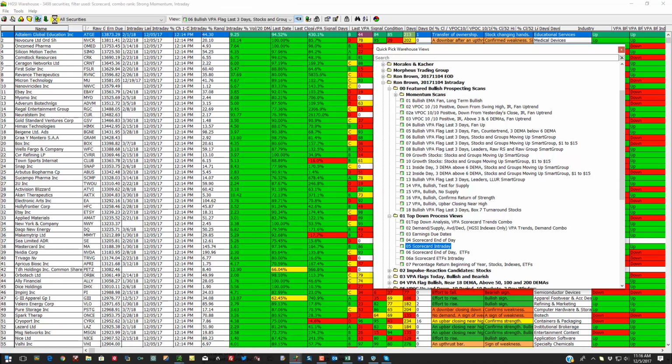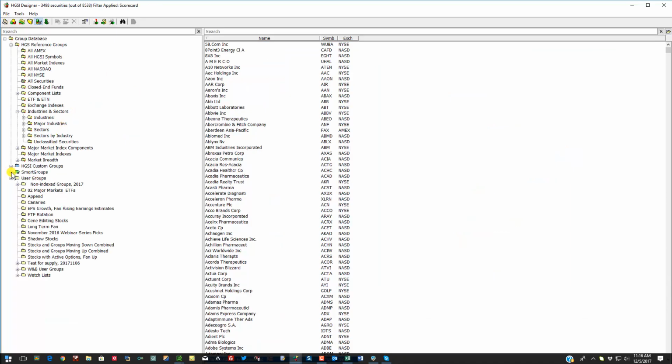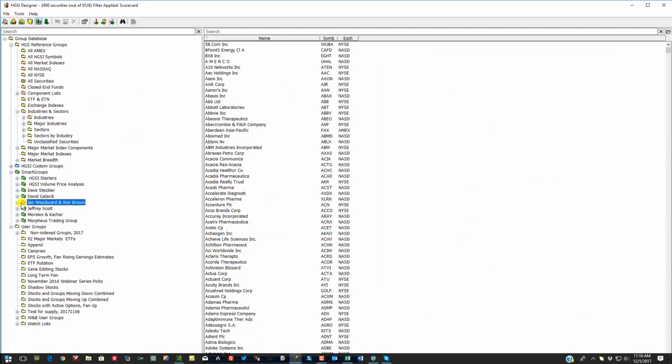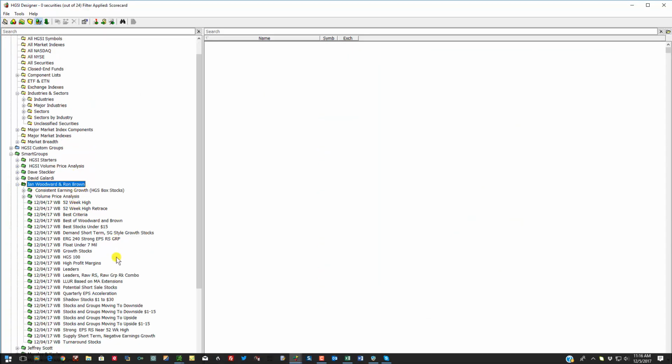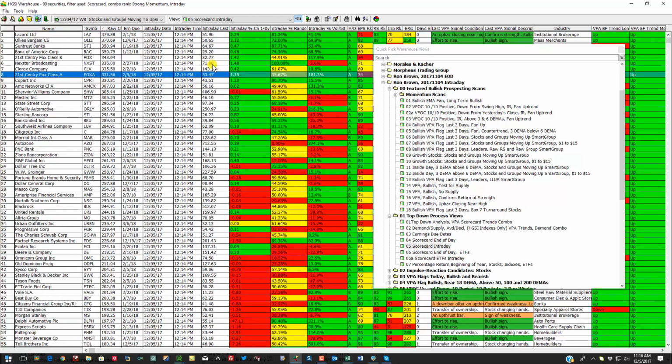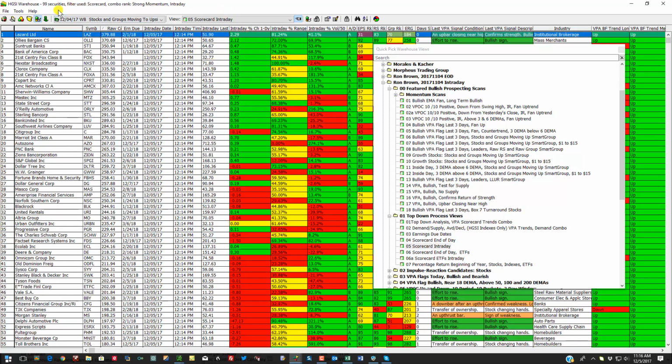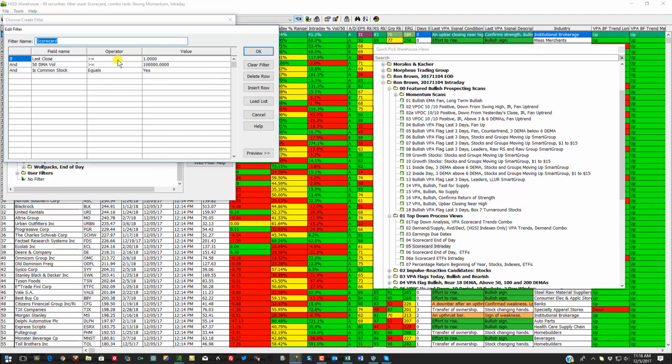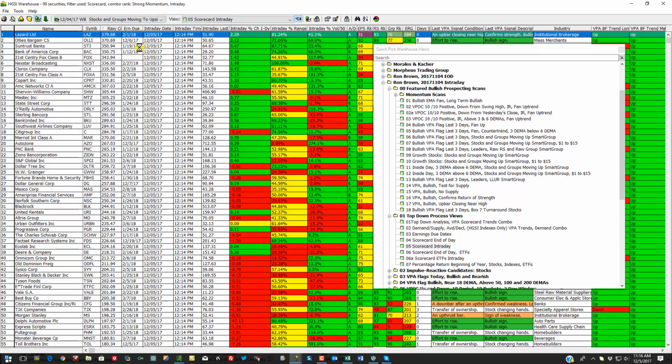Scorecard intraday, and now I have to actually go into the smart groups, and these are under Woodward and Brown, and I'm going to locate the stocks and groups moving to the upside and the other smart group, which is just below it. Now this way I'm getting 99 rather than 100 for some reason. Let's see what it's got to be a common stock. Maybe that throws me off by 1, but it doesn't really matter. I'm just illustrating a point here.